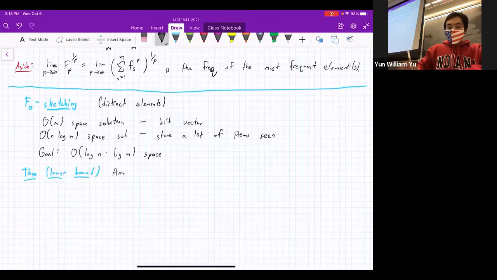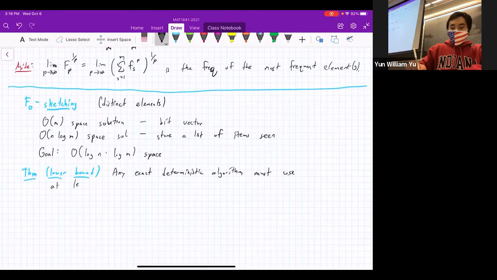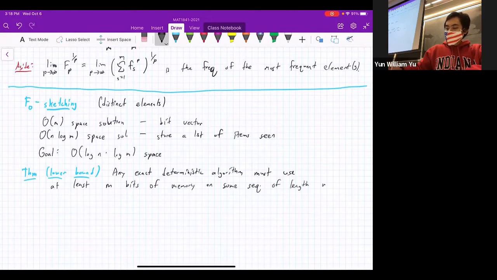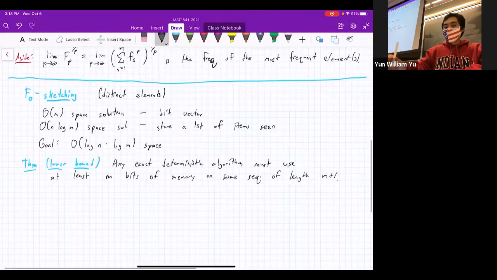So the claim is that any exact deterministic algorithm must use at least m bits of memory on some sequence of length m plus 1. Okay, so if you have a sequence of length m plus 1, you have to use at least m bits of memory, and so this goal is not achievable. Well, let's prove this.